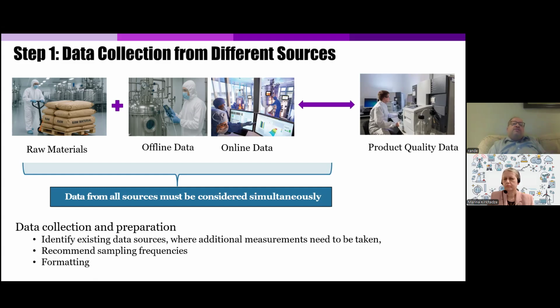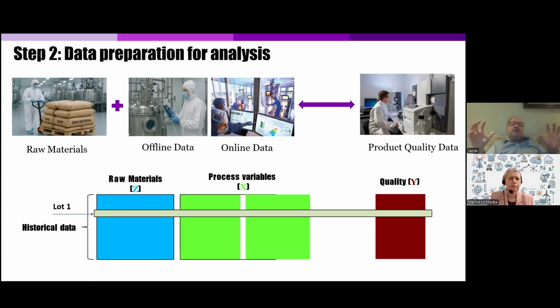So here we go to the next step. This is a representation of how to perform data preparation for analysis. All data related to raw materials will go into a block, which is a Z block, where rows represent lots and columns represent the measurements. So here we have lot 1, lot 2, raw materials lot 3, 4, 5. And all the columns will be the measurements, the type of measurements acquired for each lot.